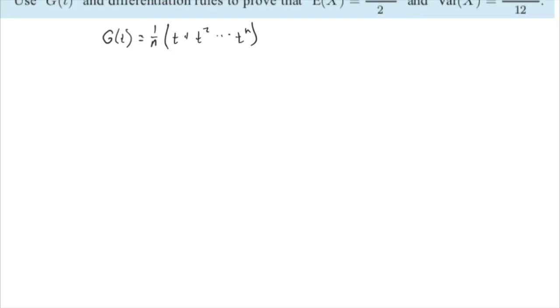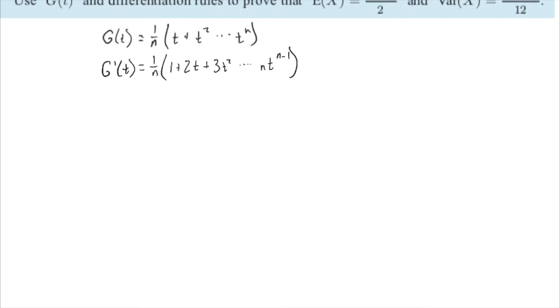So the first thing I'm going to do is find g prime of t, the derivative of the PGF. The constant is going to stay the same. Then I need to take the derivative of everything inside. So that's going to be 1 plus 2t plus 3t squared, all the way up to nt to the n minus 1.